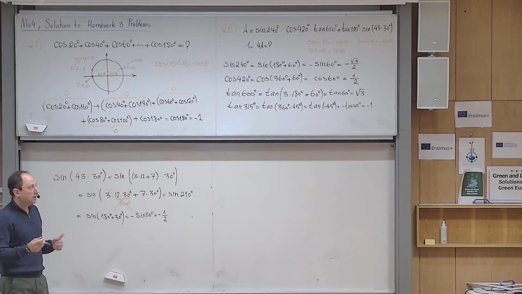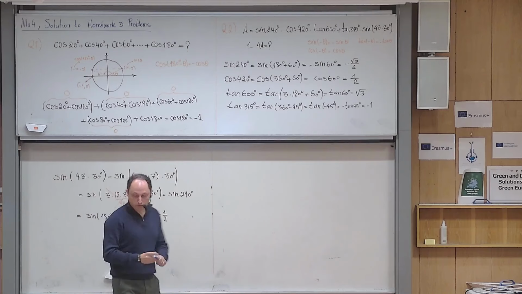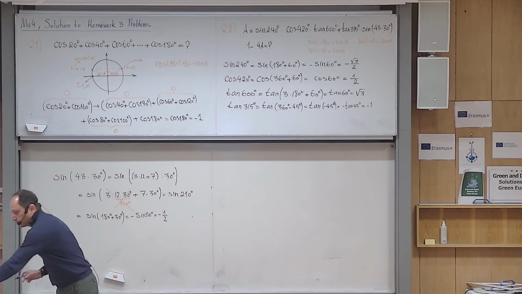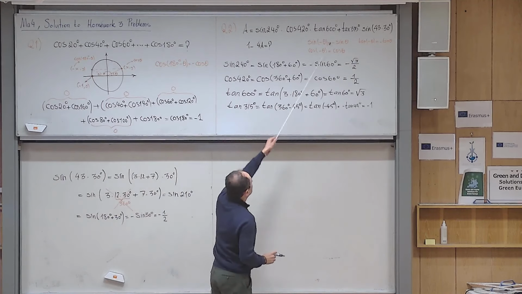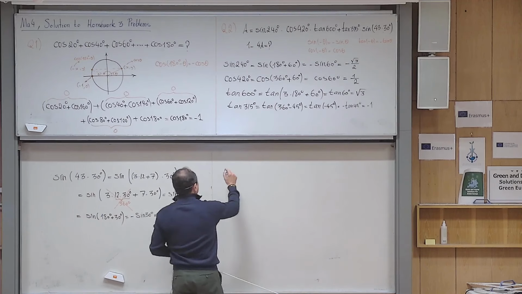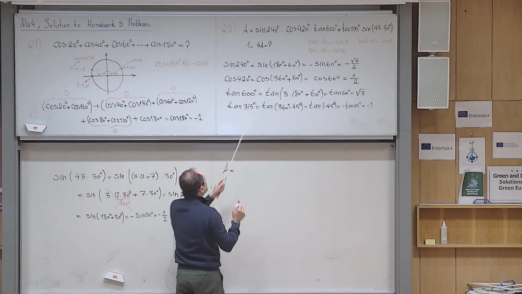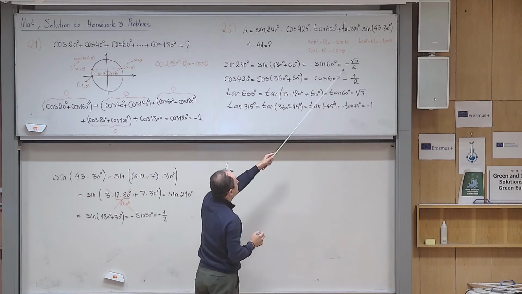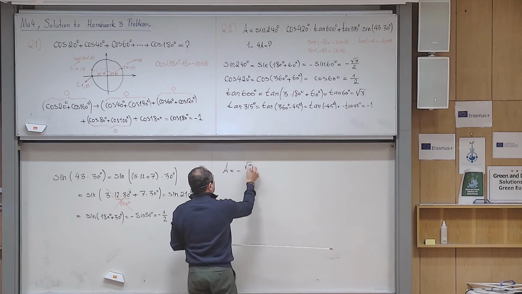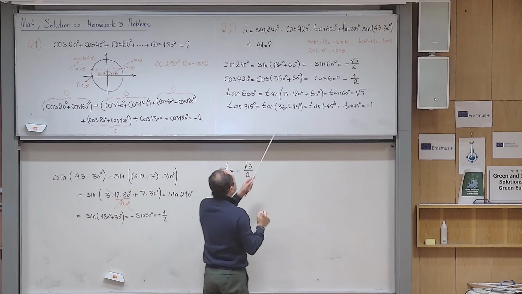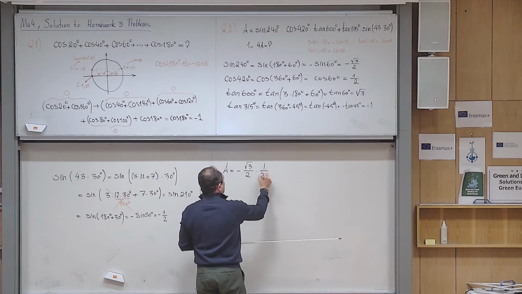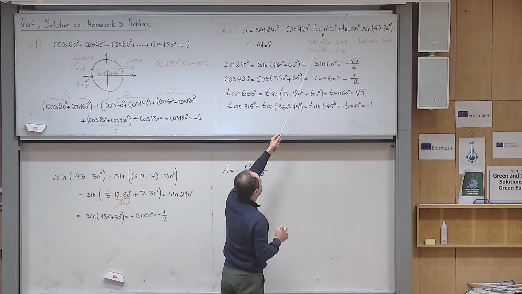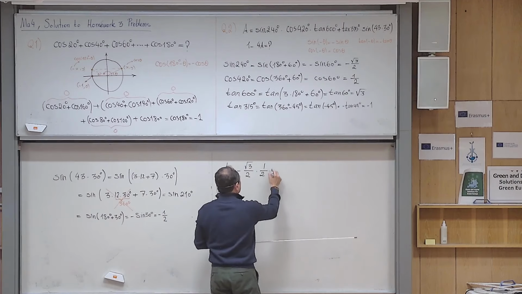Okay? Everything is now in order, so what I will do, I will replace these numbers with the numbers that I got. So then A is equal to, instead of sine of 240 degrees, I put that number. Instead of cosine 420 degrees, I put 1/2. Instead of this one, I put square root of 3.